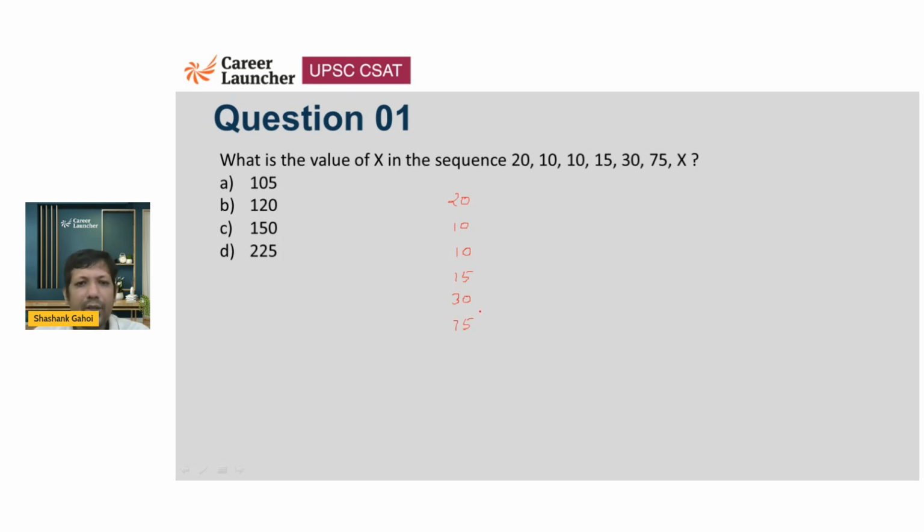First of all, if I multiply 20 by 0.5, that will give you 10. Now 10 multiplied by 1 gives you 10. 10 multiplied by 1.5 gives you 15. Now 15 multiplied by 2 gives you 30. So basically, the multiplication factor is increasing by 0.5. This is 2.5, so the next factor should be 3. 75 into 3 comes out to be 225. So the answer of this question is option D.